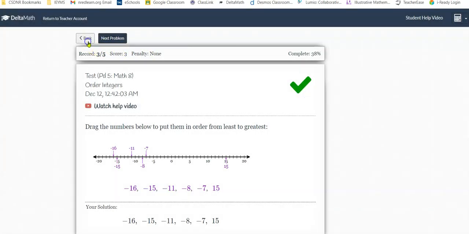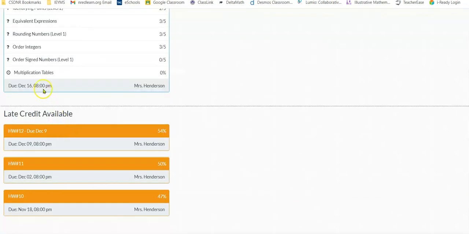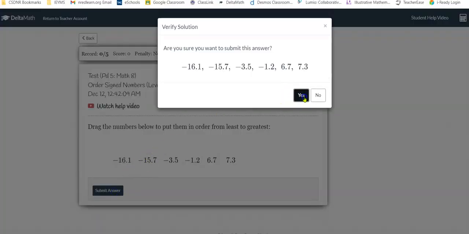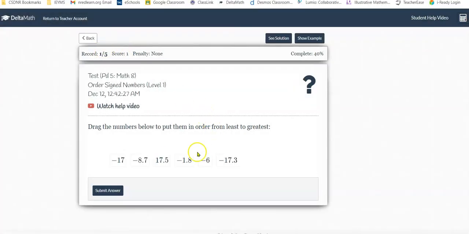Alright, let's take a look at the next lesson. Order sign numbers. That includes decimals this time. From least to greatest, again, find the highest negative number. And then order them from least to greatest. One more time. From least to greatest, the highest negative number.